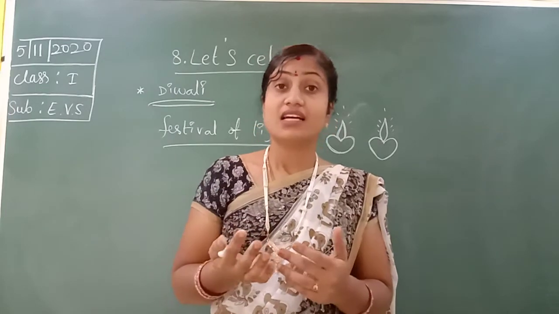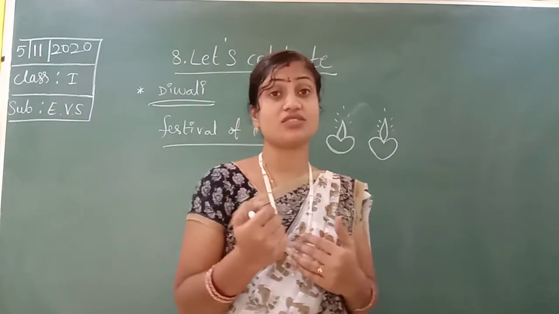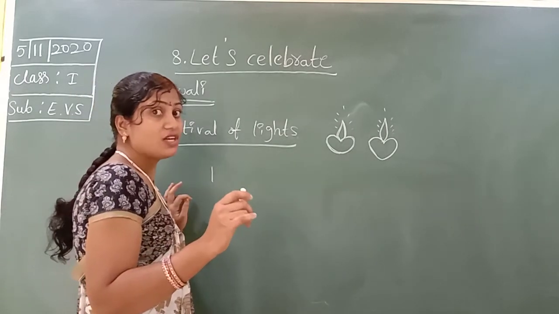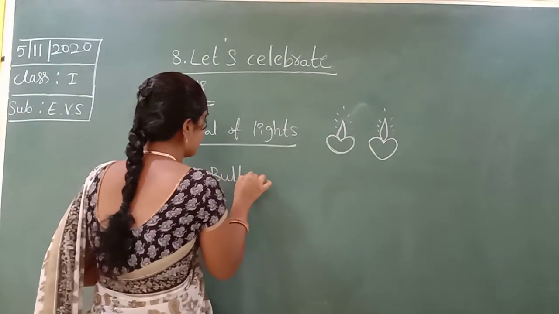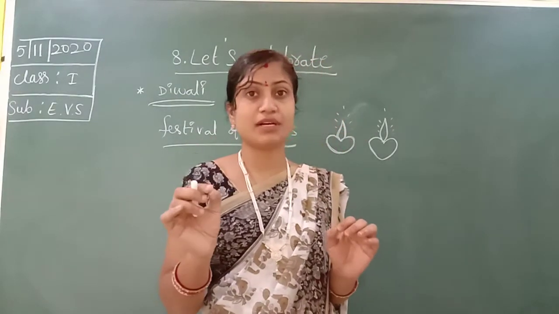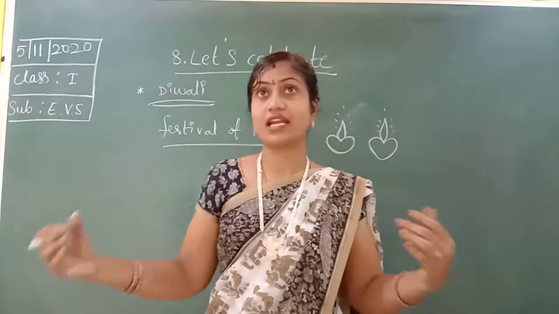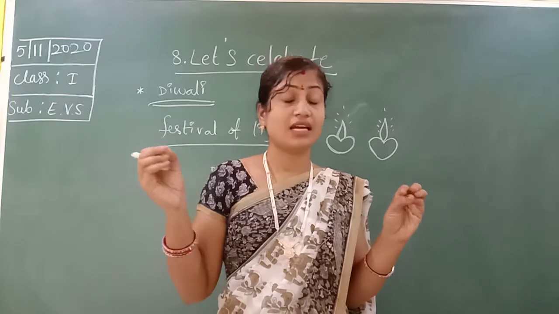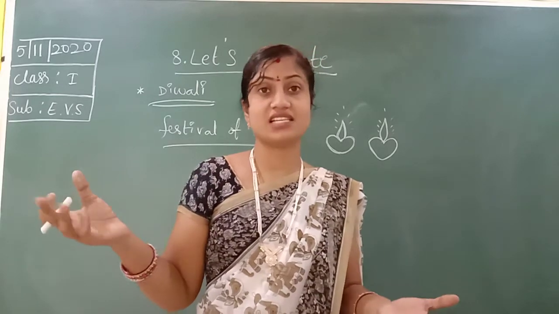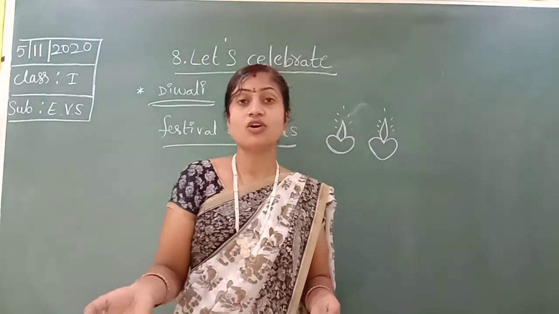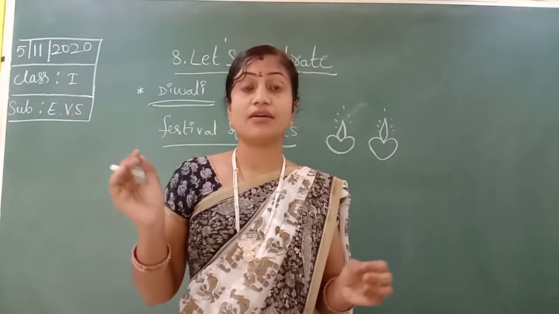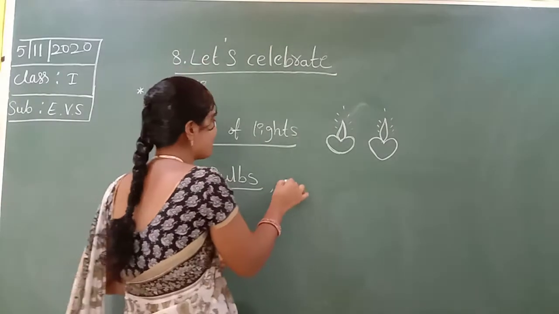Houses are decorated with diyas also, and lights, like electric bulbs. Very small bulbs, no? We decorate our house with small electric bulbs. Like that we decorate so everything looks very bright. Nowadays we decorate our houses like that, and for marriages or any function they decorate with lights, no? Especially in Diwali, the festival of lights, we decorate our houses with electrical bulbs and diyas.